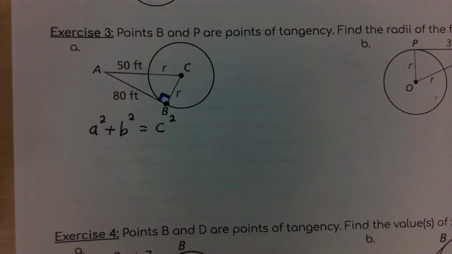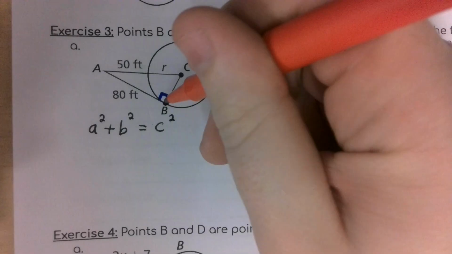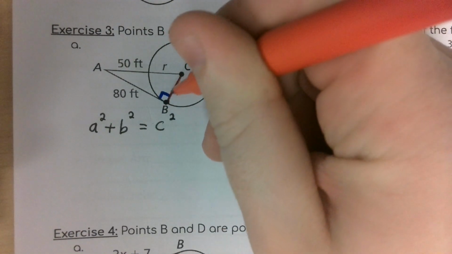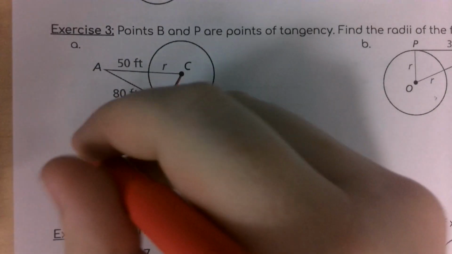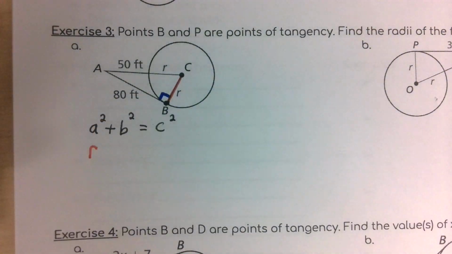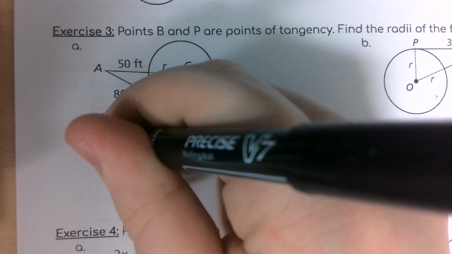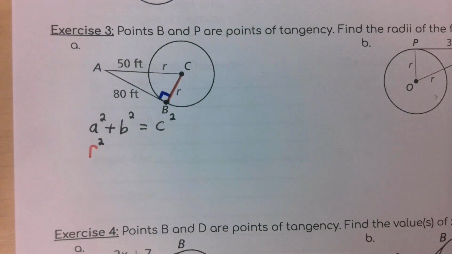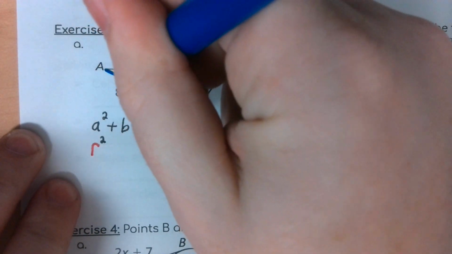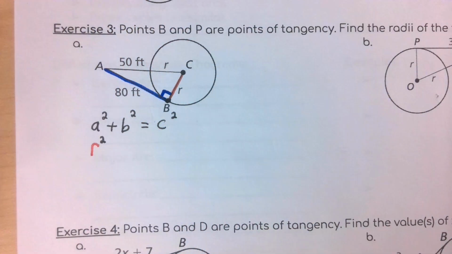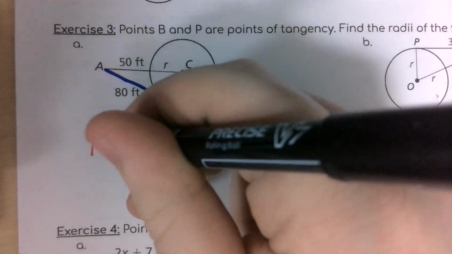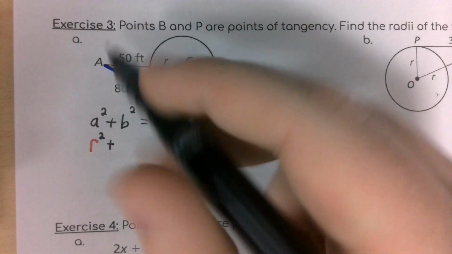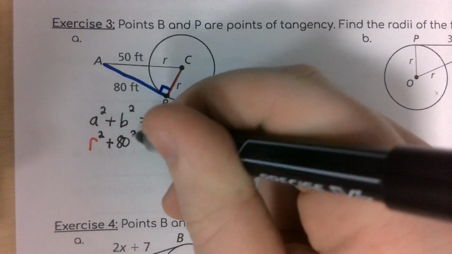For starters, let's identify what our legs are. So our first leg is our radius, r. So I'm going to call it r squared. The second leg, it appears, is this one, the one next to the right angle, AB, our tangent. So I'm going to call this b squared, or 80 squared.